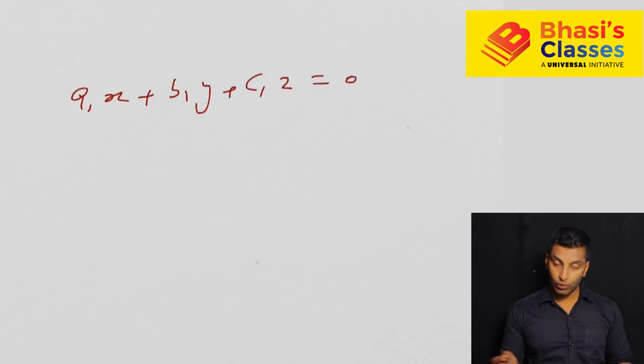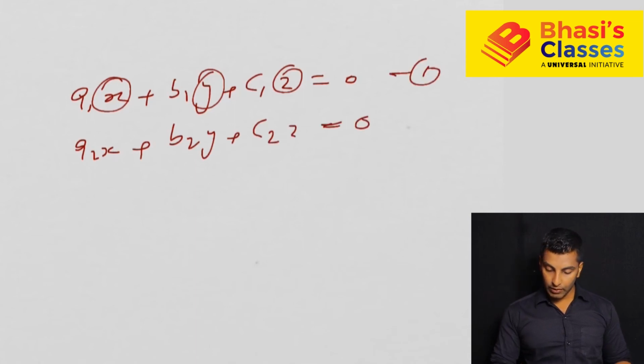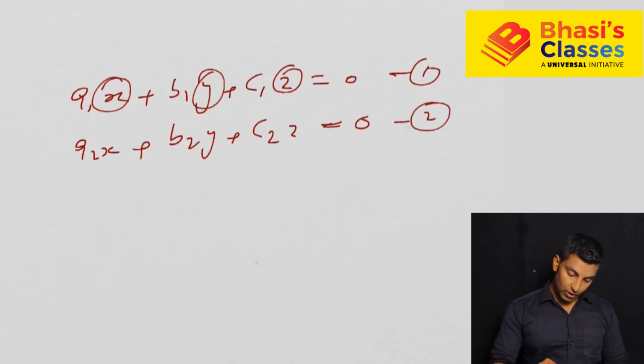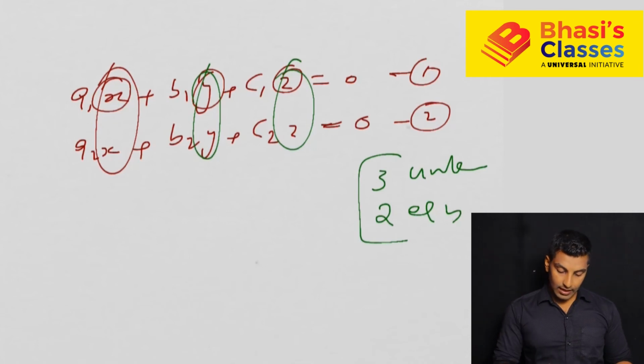Now another one: if you have three unknowns, you have two equations like a1x plus b1y plus c1z is equal to 0, equation 1. So basically you have three variables or three unknowns. Similarly a2x plus b2y plus c2z is equal to 0, equation 2. Here you have unknowns x, y and z, so three unknowns and two equations. The common sense is that if you have three unknowns and only two equations, you cannot solve this question without getting the third equation.